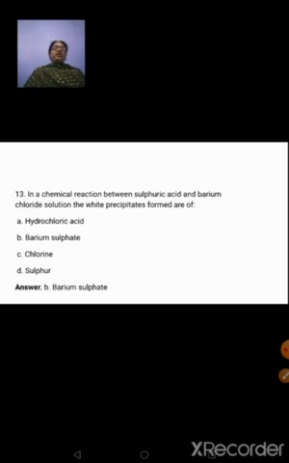Next question. In a chemical reaction between sulfuric acid and barium chloride, the white precipitate formed is of hydrochloric acid, or barium sulfate, or chlorine, or sulfur. It is barium sulfate, that is option B.